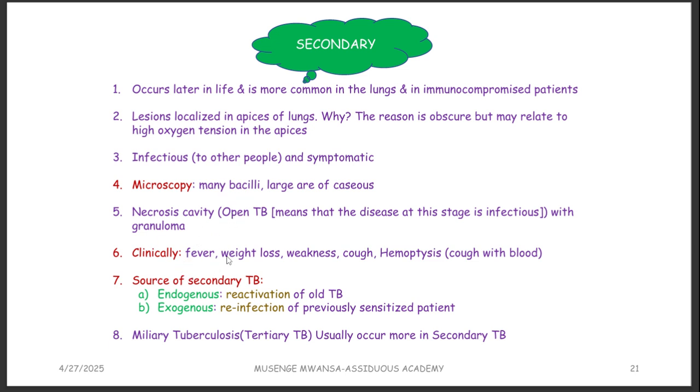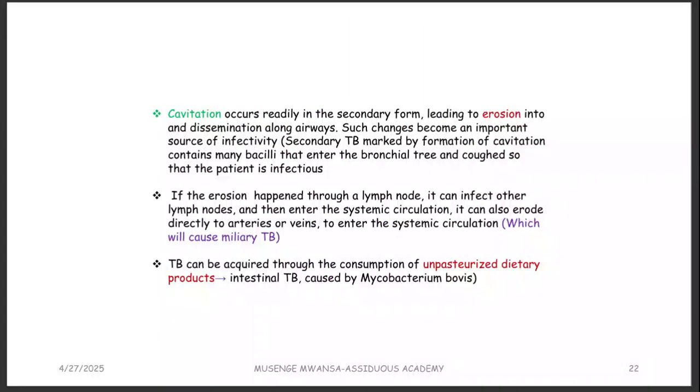So clinically, someone also has the B symptoms. They also have hemoptysis, like they are coughing blood. They can also have miliary TB, where the TB spreads. Actually, miliary TB is more common in secondary TB than in primary TB, where there is involvement of nearly the entire body. It's more common after reactivation or reinfection.